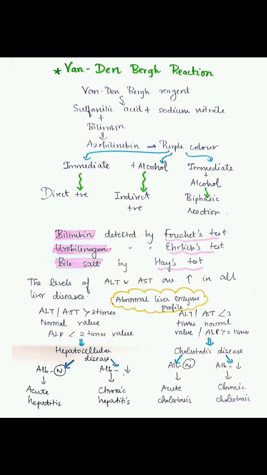You have to remember 3 tests. The first one is Fouchet's test, which helps to detect bilirubin. Then Ehrlich's test to detect urobilinogen, and Hay's test to detect bile salts.